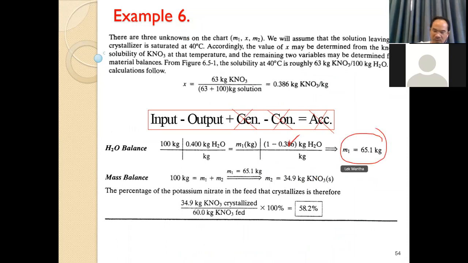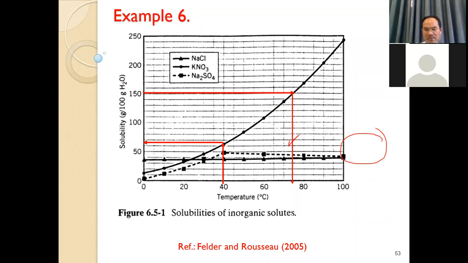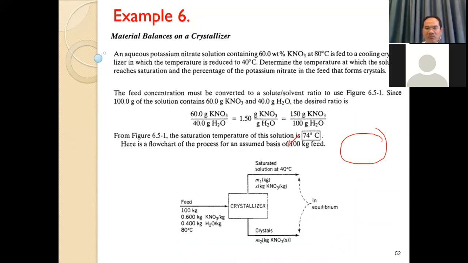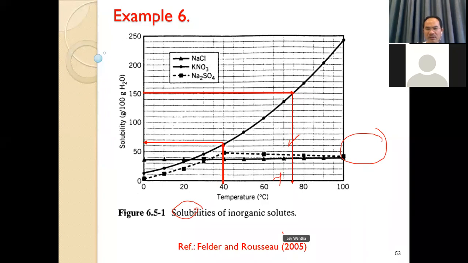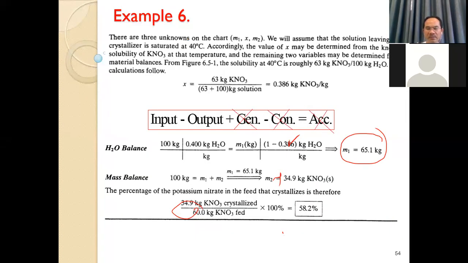And then you can balance on potassium nitrate balance or total mass balance. For this case, we use total mass balance: 100 equals M1 plus M2. With M1, you can solve for M2. Okay, this is the example for the mass balance applied to the crystallization process.